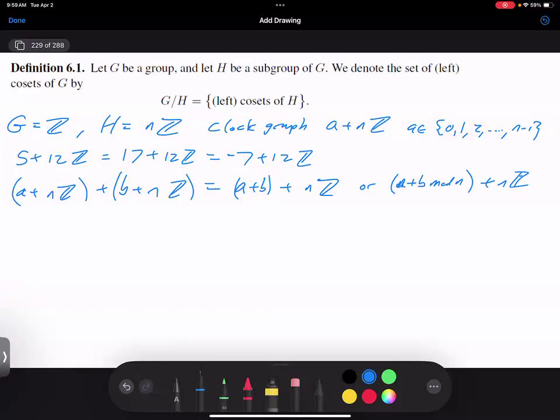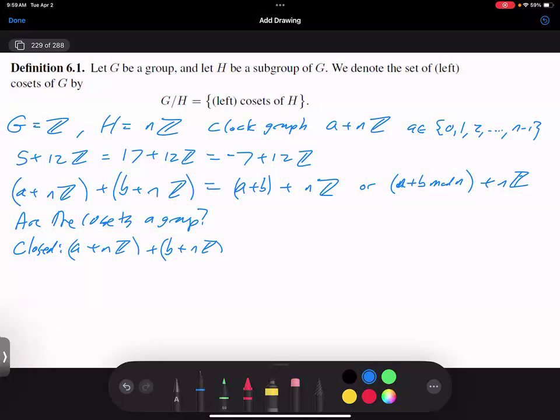And then the question is, are the cosets a group? What do we have to do to show that the cosets form a group? What properties do we have to show? Close, and this is why I'm doing this review. So close: if we have a plus nZ plus b plus nZ, we get a plus b plus nZ, yes. What else do we need? Associativity.